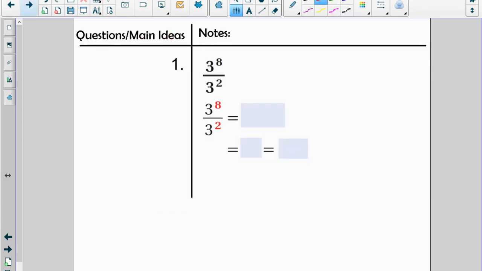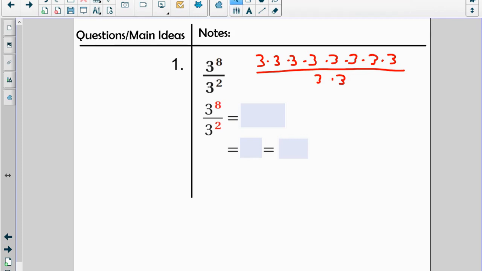So in this example, we have a bunch of 3's being multiplied together in the numerator and in the denominator. If we wrote this in expanded form, just to give you a visual, let's see, 1, 2, 3, 4, 5, 6, 7, 8 3's multiplied on the top, and then just a 3 squared on the bottom. That's what it would look like in expanded form, but our property tells us that we can actually just take the exponents. And do you remember what we do with them?